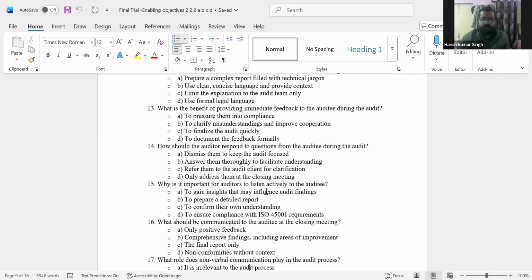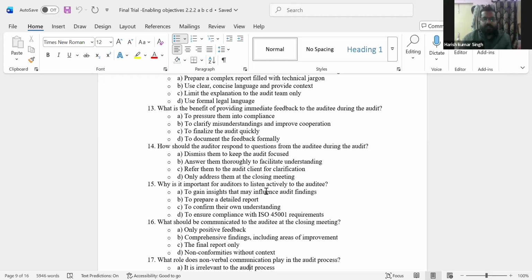14th, how should the auditor respond to questions from the auditee during the audit? A, dismiss them to keep the audit focused. B, answer them thoroughly to facilitate understanding. C, refer them to the audit client for clarification. D, only address them at the closing meeting. B, sir, answer them thoroughly to facilitate understanding. Right. Very good. Correct answer.